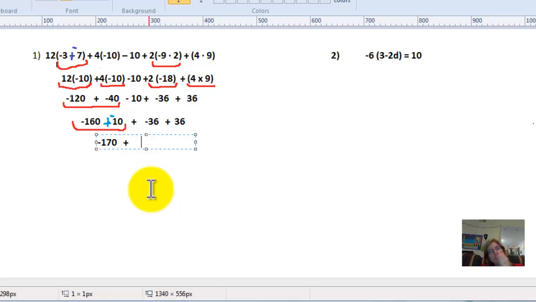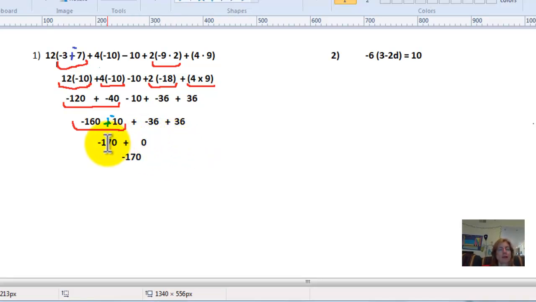Then we could cheat. You will get the answer, it doesn't matter. We could just go ahead and do negative 36 plus 36, which is 0, which then gives us for the entire problem an answer of negative 170. If you had done it the other way, negative 170 plus negative 36, and then added a positive 36, it would still end up negative 170. So that's the answer on number 1.